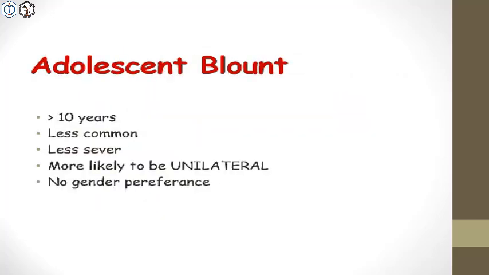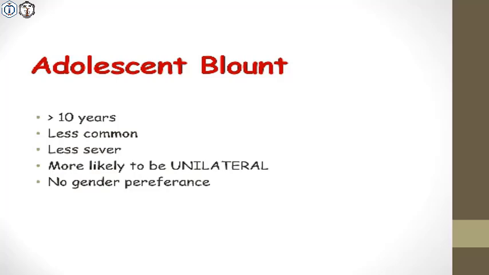Blount disease is either early or late starting. Early is infantile, which usually starts at the age of 3 years, and usually it is bilateral. But late starting or adolescent Blount disease starts at the age of 10 years and is usually less severe because it starts late and there is not much time for the sound epiphysis to grow in relation to the diseased one.